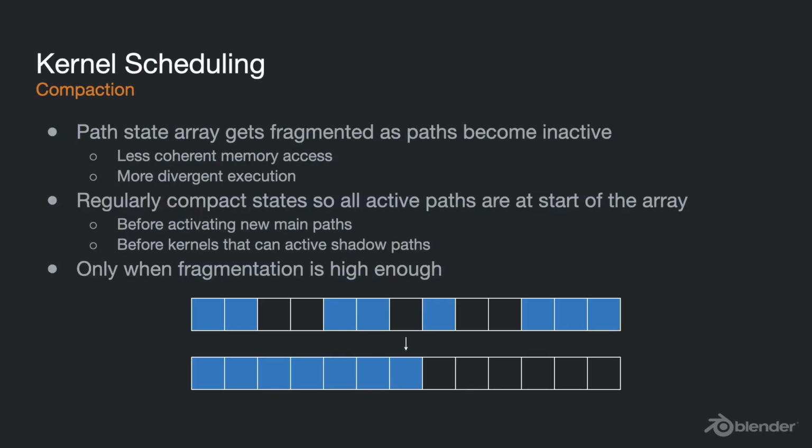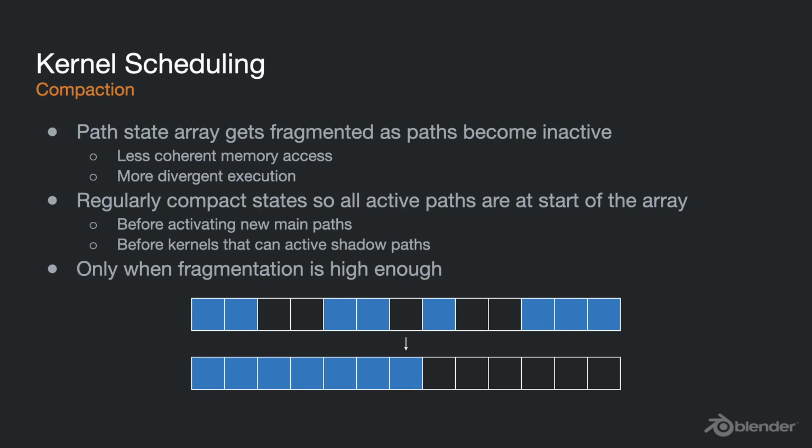One consequence is that we keep all the path states at a fixed location in the path state array. But that also means that as paths get terminated, you'll get gaps in the array and it'll become fragmented. This leads to less coherent memory access, and more divergent execution, so that's not ideal for performance. In order to solve that, we regularly compact the states so that all the active paths are at the start of the array and any free space is a big block at the end of the array.